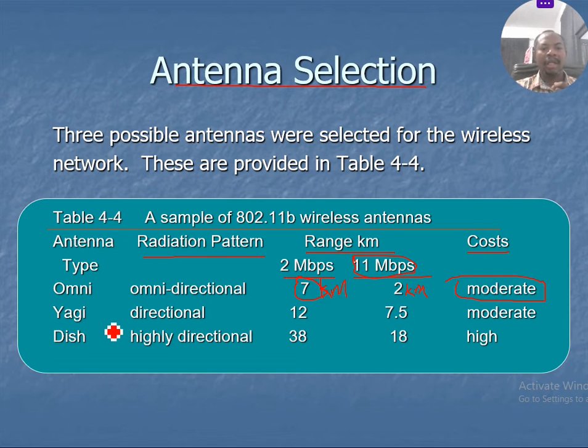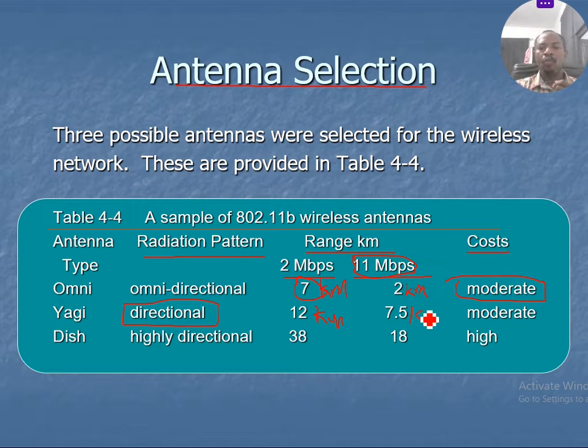Now let's take a look at a Yagi antenna. A Yagi antenna is a directional antenna. Signals go to a specific direction that you set it to, or it receives signal from a specific direction that you set it to. If you're looking at 2 megabits per second, it can cover a range of 12 kilometers. And if you're looking at 11 megabits per second speed, then it can cover 7.5 kilometers.